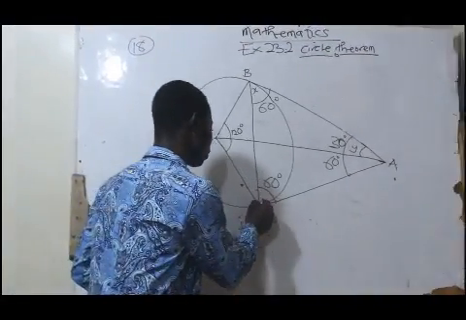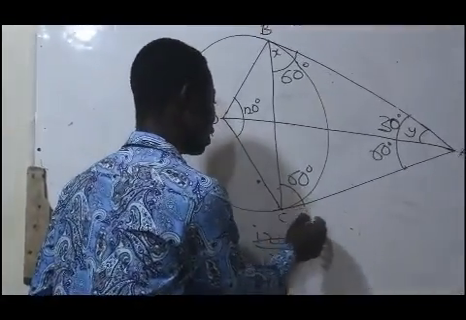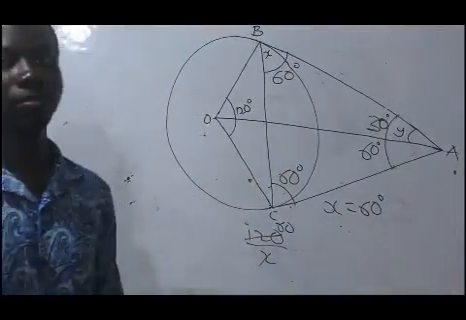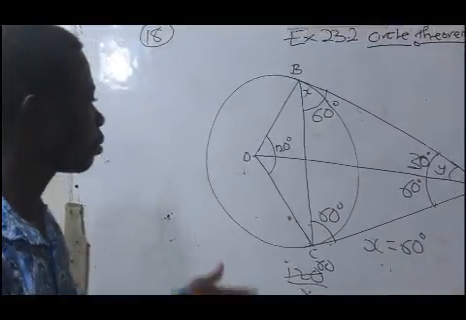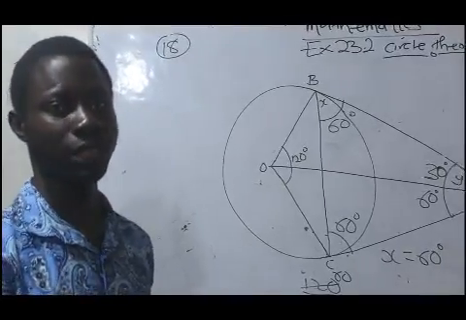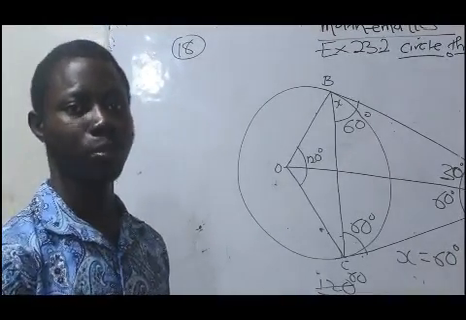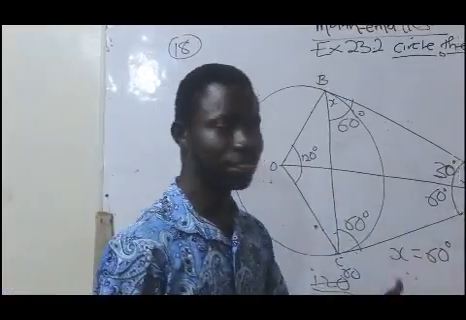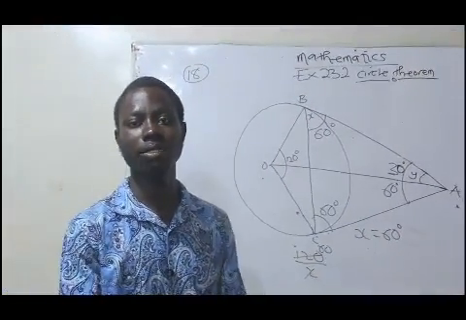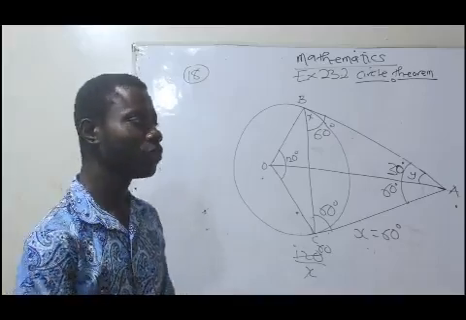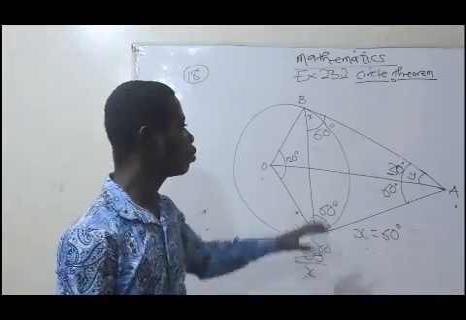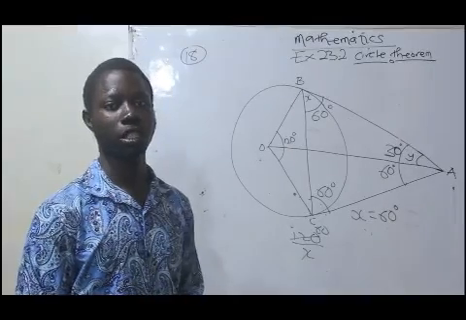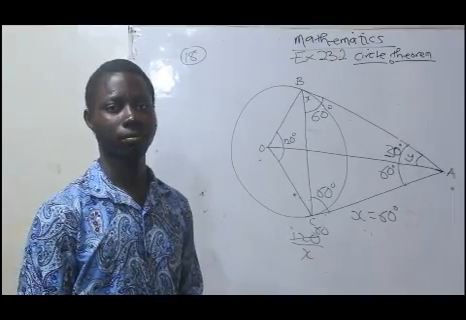Okay, so we have x equal to 60 degrees. Whenever you are given questions like this, you have to look at the properties, the conditions surrounding the problem. Okay, you have a radius here, you have a tangent. What are the conditions of a tangent? When a tangent meets a radius, what does it mean? You have to look at all those things before you start solving your problem. Okay, so this is where we bring our question to an end.